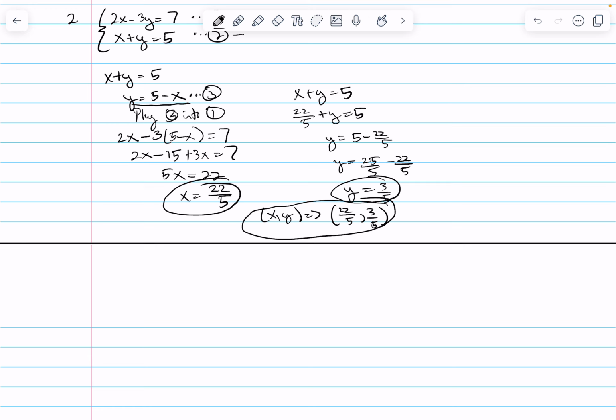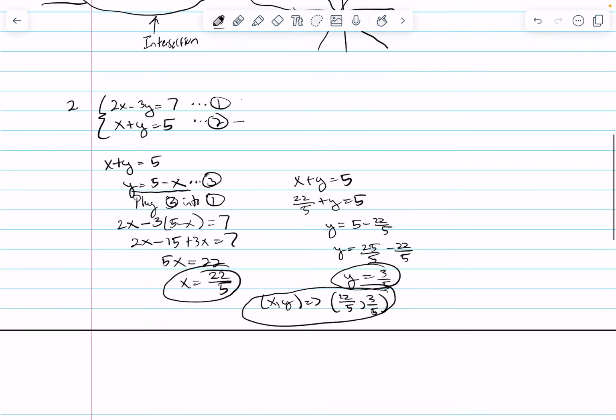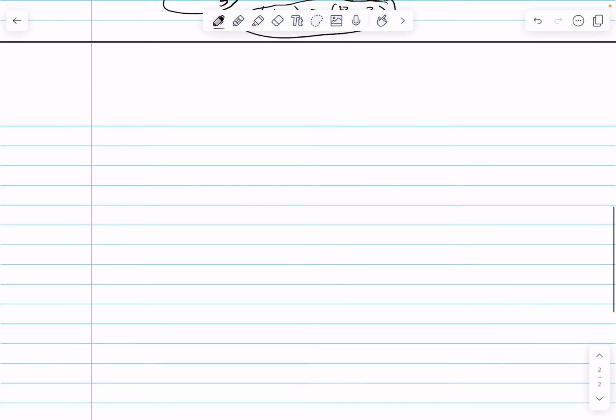And that is the substitution method of this example. And now we're going to do one last example. And this last example is going to be a real world application, or a word problem.